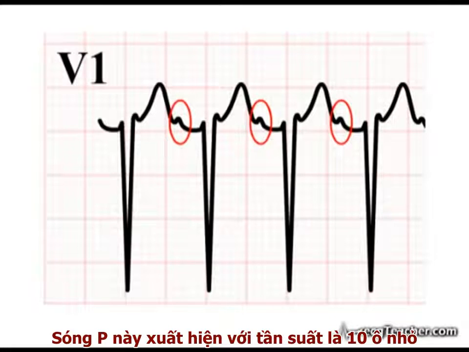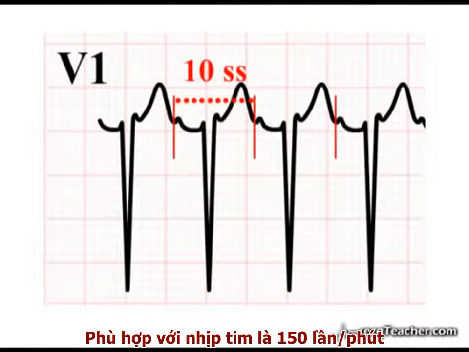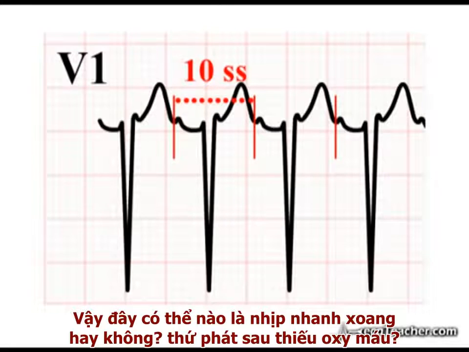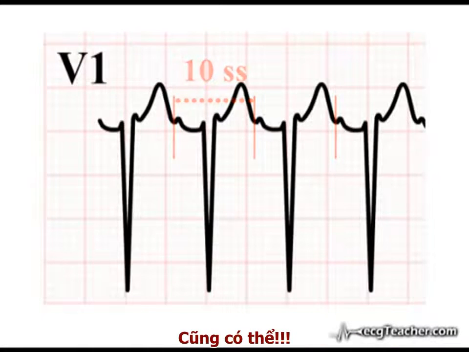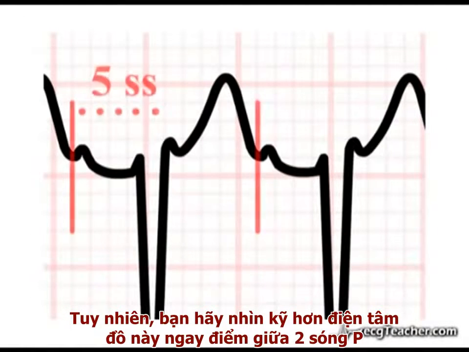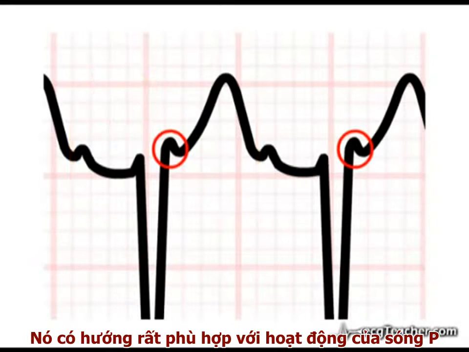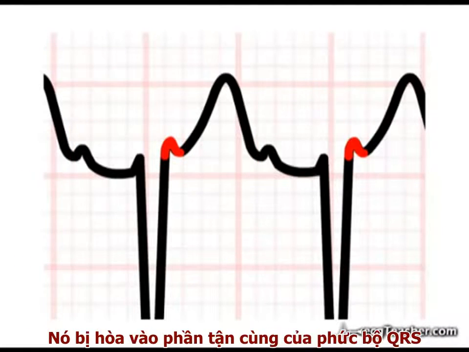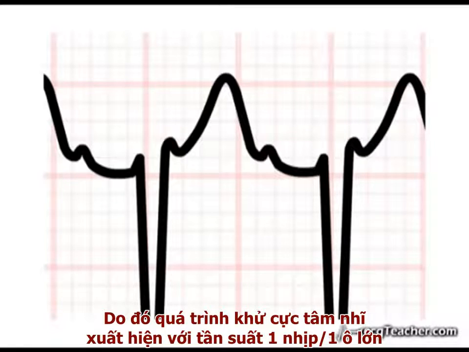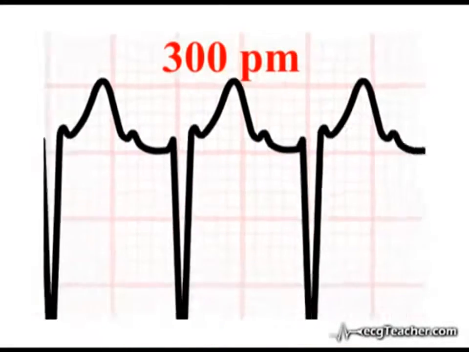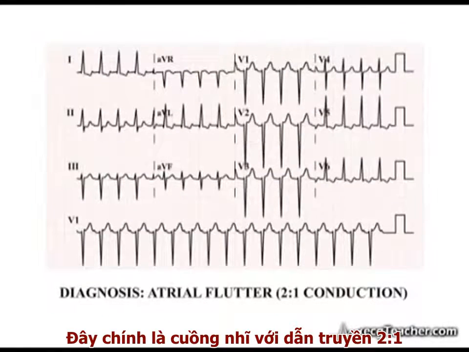These putative P-waves are present at intervals of 10 small squares, that is, at a rate of 150 per minute. So could this be a sinus tachycardia arising in response to hypoxia? It could be. However, closer analysis of the readout at a point exactly halfway between P waves shows this consistent distortion of the QRS complex. It is of the correct orientation and represents P wave activity fused with the terminal portion of the QRS complex. So atrial depolarization is occurring at a rate of once every large square, that is 300 times per minute. This is atrial flutter with 2-to-1 conduction.